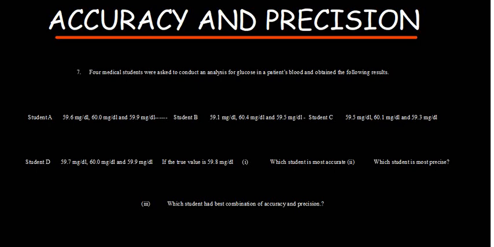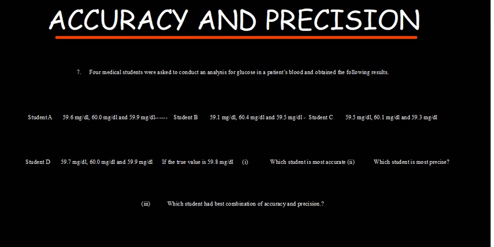What do we mean by accuracy? And what do we mean by precision? So we can look at this question here. This was a question that was given in your Chemistry 1010 tutorial sheet. It says four medical students were asked to conduct an analysis for glucose in a patient's blood and obtain the following results. So these were the results for the first student, A.